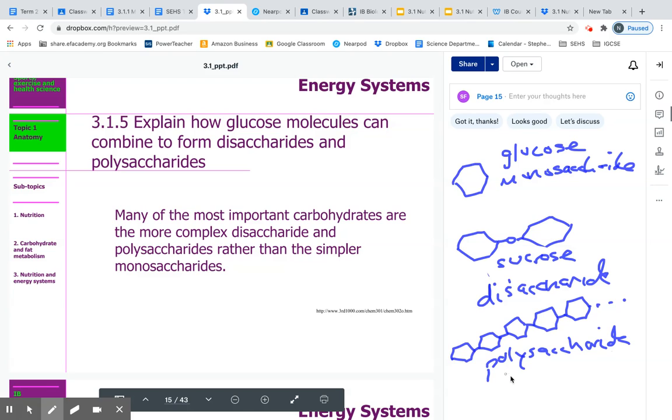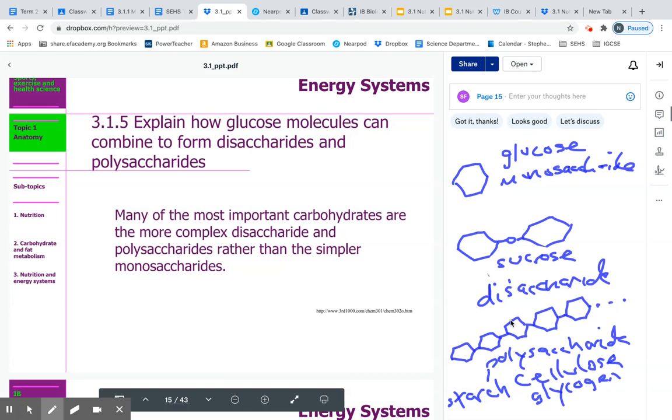Examples of polysaccharides are cellulose. So that's a part that makes up fiber in plants. And another important one that we're going to talk about is glycogen. So this is how animals store their carbohydrates. And a third type of polysaccharide, which we see in foods, is something called starch. So we see starch in things like pastas and chips and French fries and all that good stuff, potatoes.